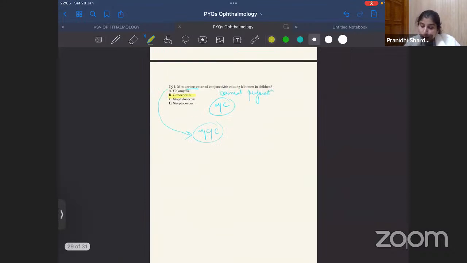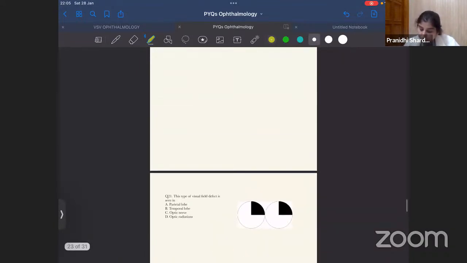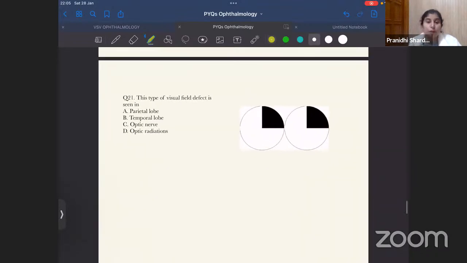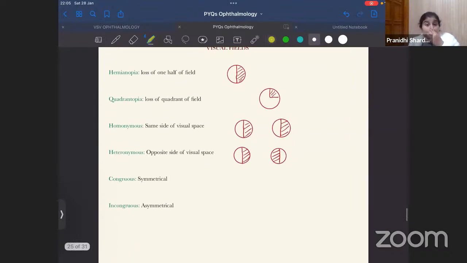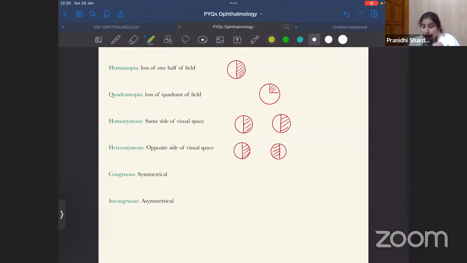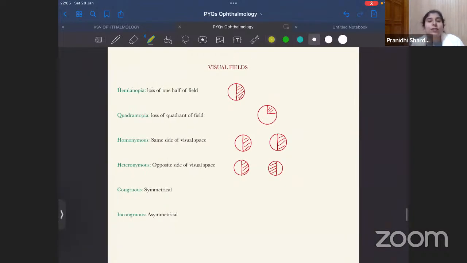Okay. Now we come to the last question, visual field defect. This type of visual field defect. Now, I hope you are well acclimatized to these types of definitions. I hope you know these type of definitions. If you still don't know, take a picture of this.